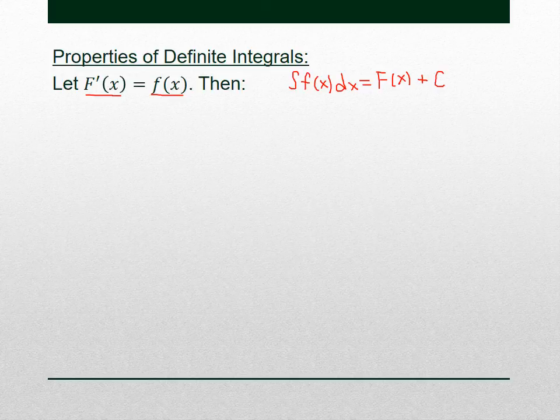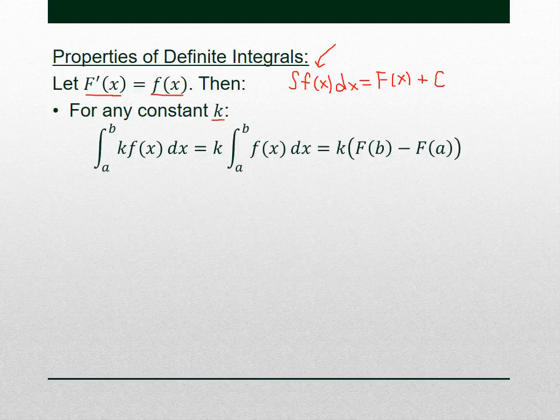So if you have this scenario, then we can look at all these properties where instead of talking about the indefinite integral, we can talk about definite integrals. So let's start with letting k be any constant, so that's any number you like. Then the definite integral from a to b of k times f is k times the definite integral. So that k can come outside of the integral.